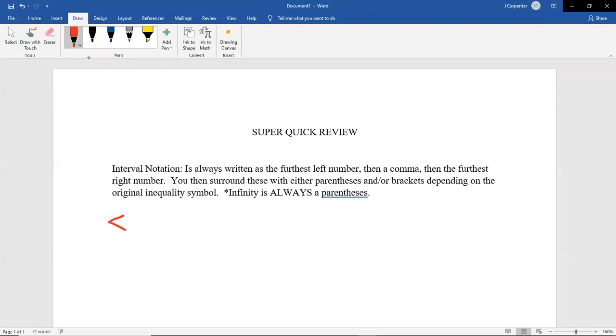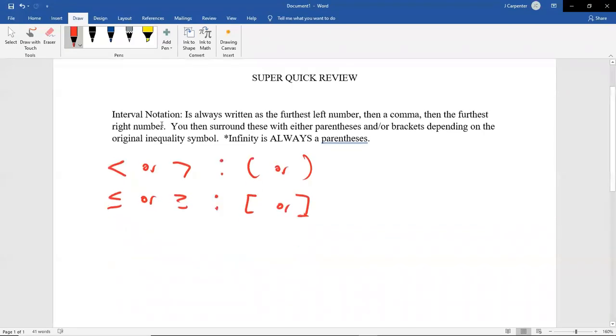When we see less thans or when we see greater thans, that means we're going to use parentheses. When we see less than or equals, or we see greater than or equals, that means we're going to use one of the brackets, whichever one is relevant.